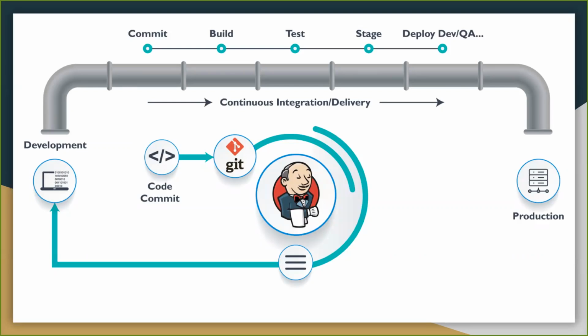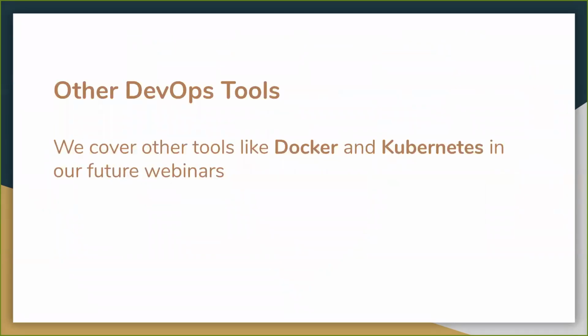Once the developer pushes the code to Git, Jenkins will perform some test cases or will build the code. Then it goes to the development server, then to build, then to the testing server, then to the staging server, and then deploys to the production environment. Some companies also have dev and QA environments. Some of the DevOps tools we already covered in our webinars, like Docker and Kubernetes.